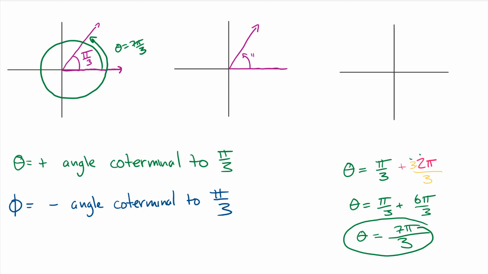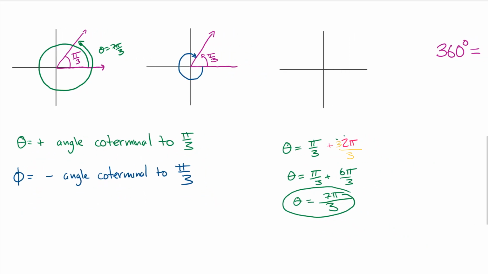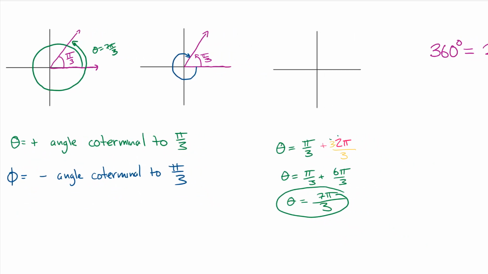Now let's find one that's going to go in the negative direction. So we got our pi over 3 here. Now we want to go find the angle that's going to take off and go around this direction instead. Let's get it. So now we're going to say that our phi here is equal to pi over 3. And now we're not going to add 360. Oh, oops, I mean 2 pi. We want to take away 2 pi.